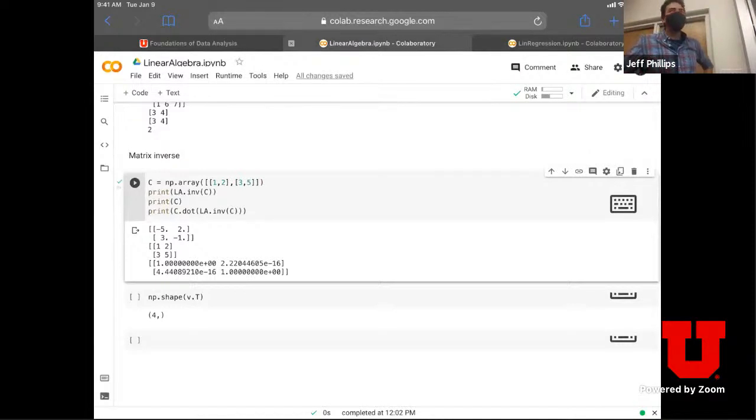And remember, if you multiply the inverse by the matrix itself, you should get back the identity matrix, right? This is supposed to give me back the identity matrix on the last line here. But what I'm getting is this other matrix here, which doesn't quite look like the identity matrix. What's going on here?